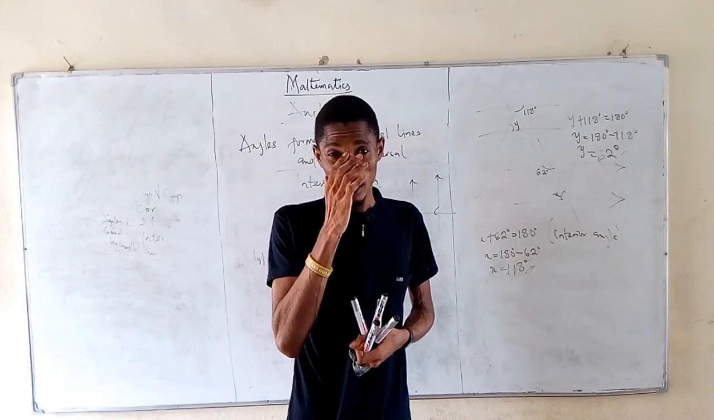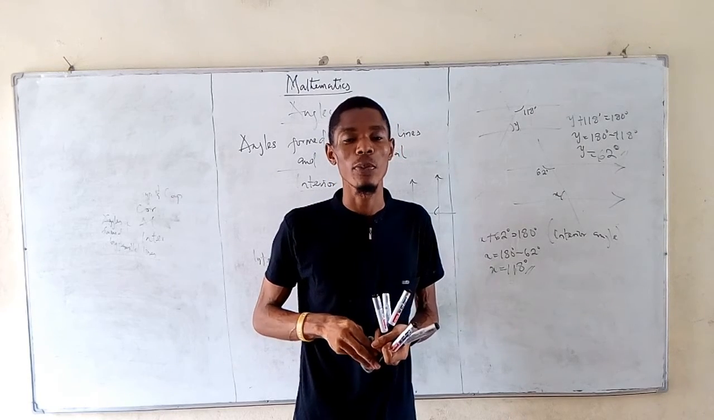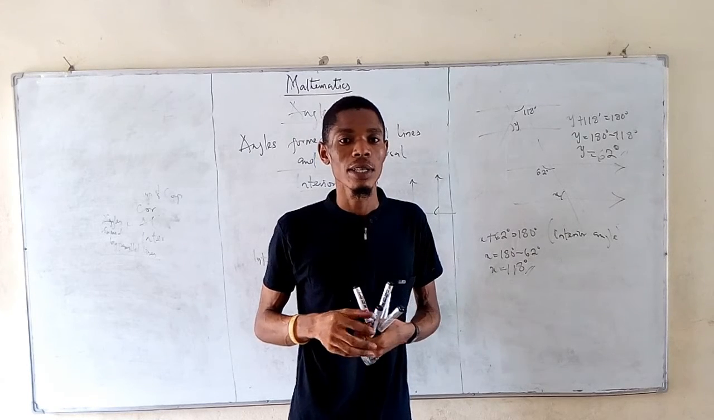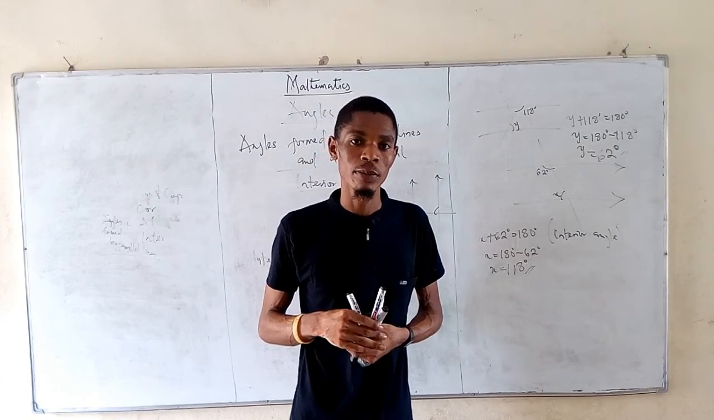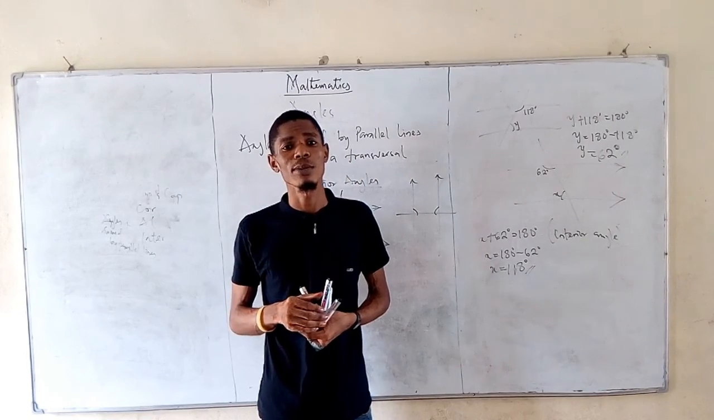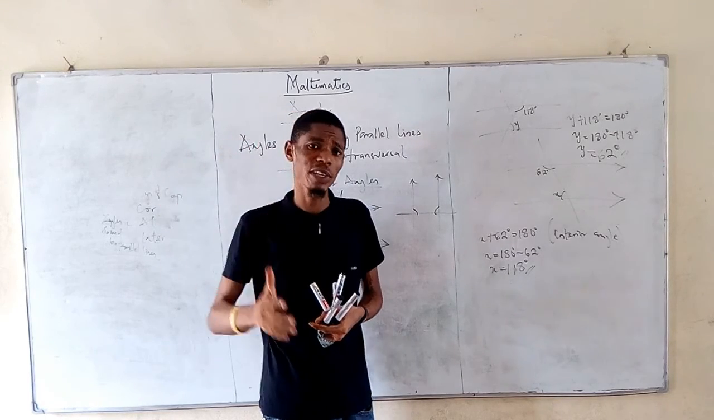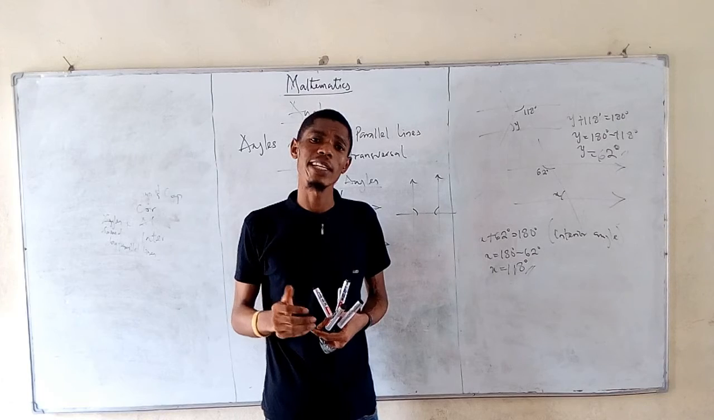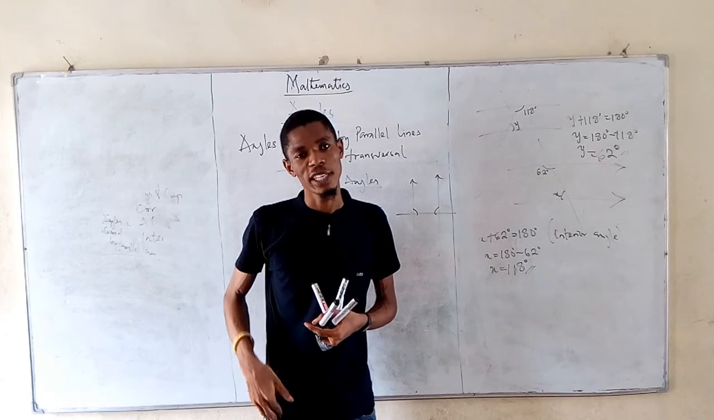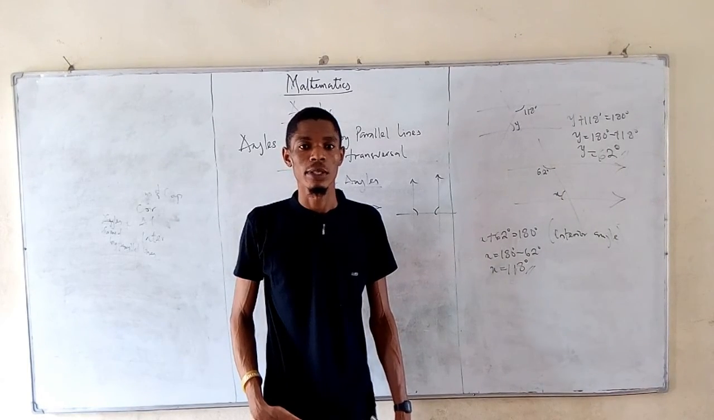Before I go, I'd like to bring something to our notice. There's something we call complementary and supplementary angles. Complementary angles are angles that sum up to 90 degrees, while supplementary angles are those that sum up to 180 degrees. You'll see that better in your notes.